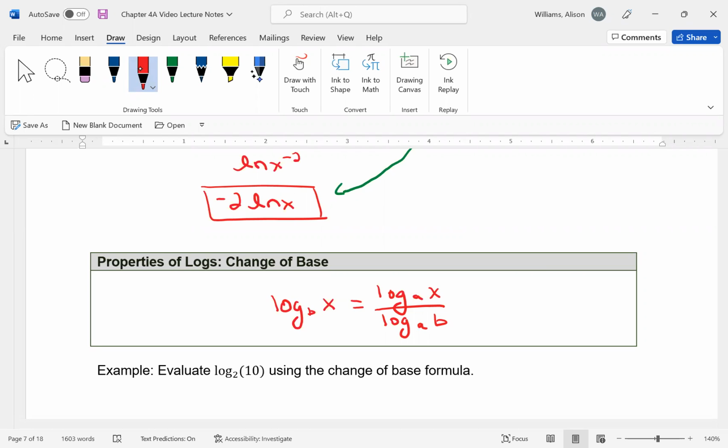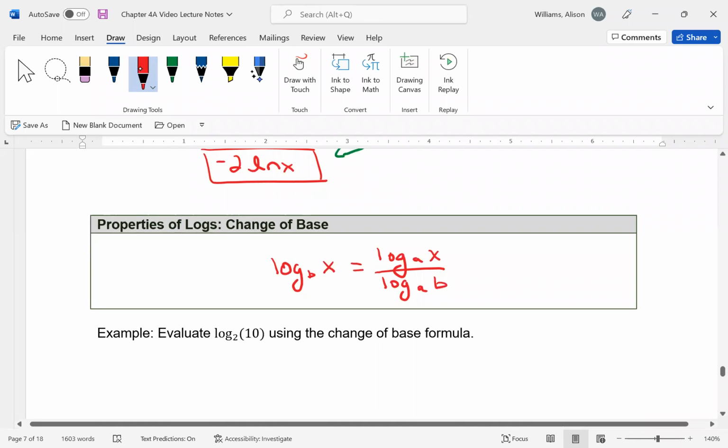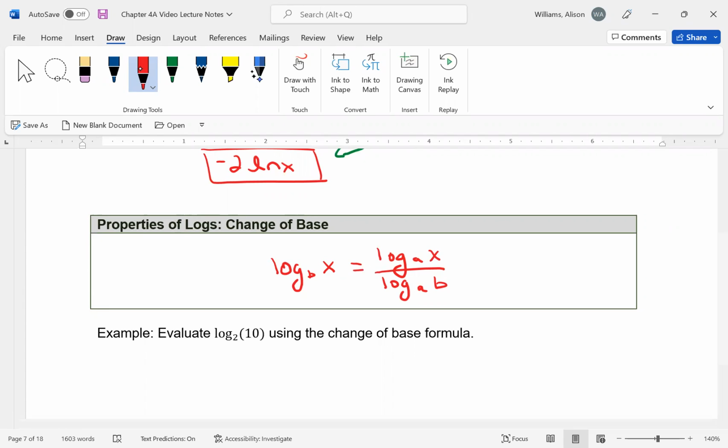Now let's see how this can be useful. So for instance, let's say we want to find log base 2 of 10. I'd like to use my calculator. And on my calculator, I have the common log and the natural log. So I could rewrite this if I wanted to as log base 10 of 10 over log base 10 of 2. Now, by the way, I wouldn't write the base 10. The whole point of doing common log is to not write the 10. So this is just the log of 10 over the log of 2.